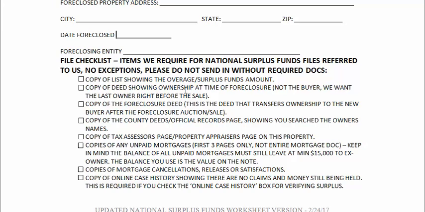Here's your checklist. We need a copy of the list showing your case. I don't care if you cross through the rest of the cases, as long as we can see that case on there, we're fine. Copy of the deed showing ownership at the time of foreclosure. You'll notice that above, again, not the buyer. This is the deed that had who owned it right before the sale.